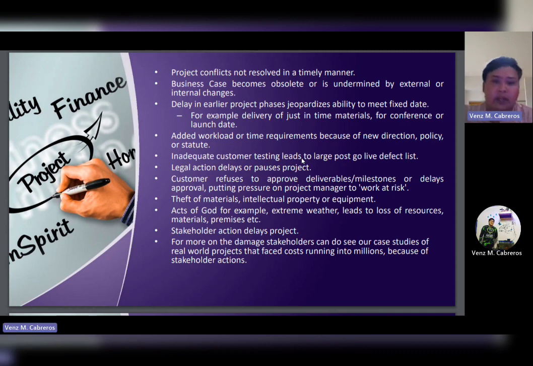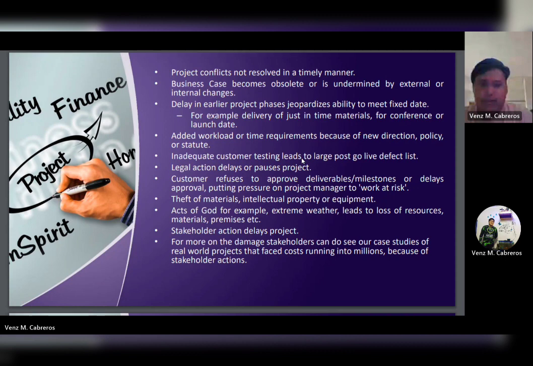Theft of materials, intellectual property or equipment. Ay, nakinumdum ka ni. When the Shopwise is undergoing construction pa, nadugay na siya ang mga Shopwise tungod kay ang mga material niya usually mga kabilya, pintal, ikawat sa mga trabahador. Wa kay baw ang project manager to.